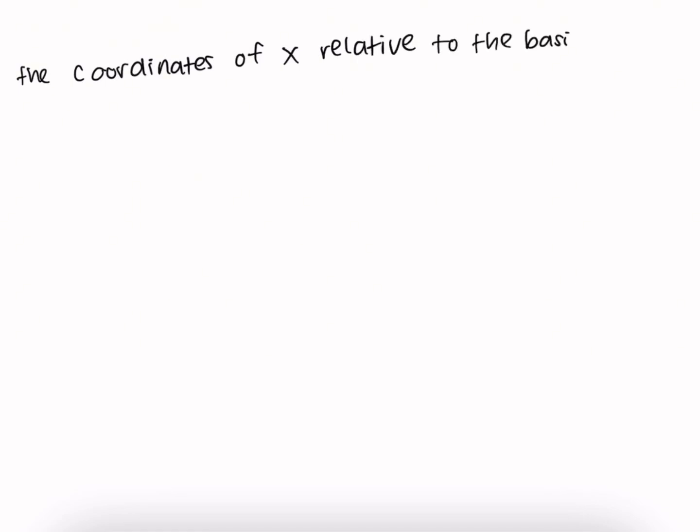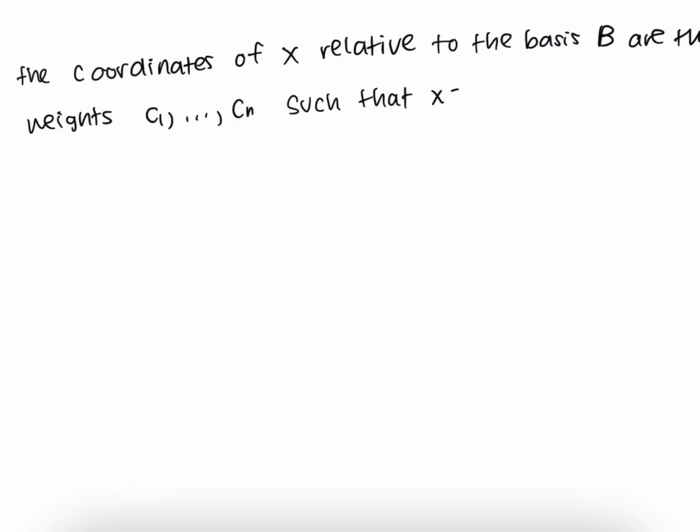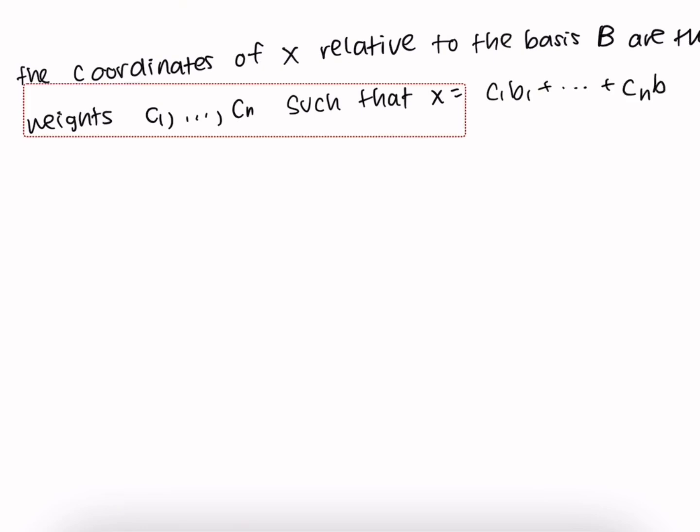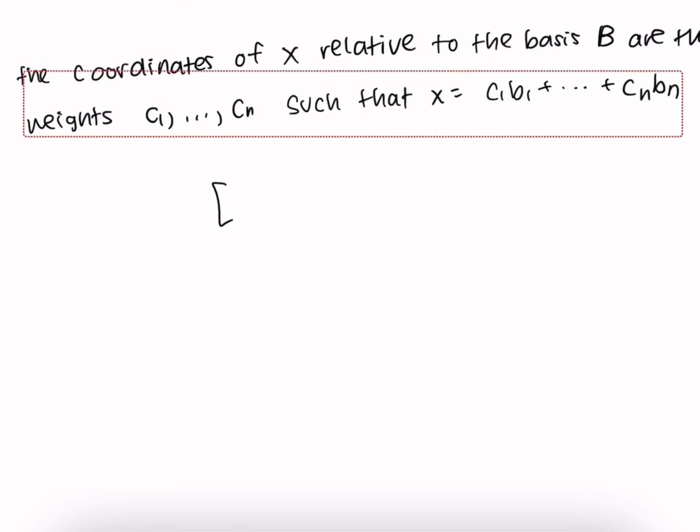And once we know that, we can say that the coordinates of x relative to the basis B, also called the B-coordinates of x, are just the weights c1 all the way through cn, such that x equals c1 b1 plus all the way to cn bn. So basically, we can write a vector relative to a basis like this.